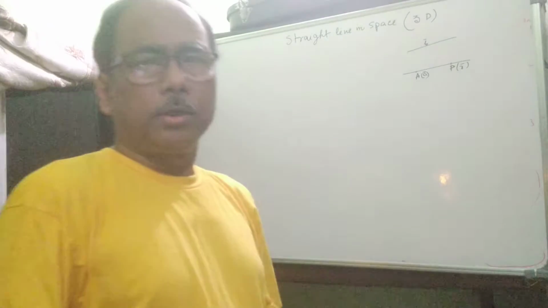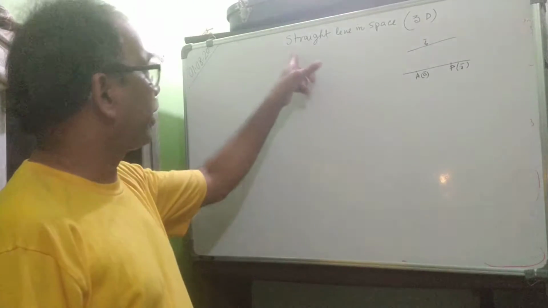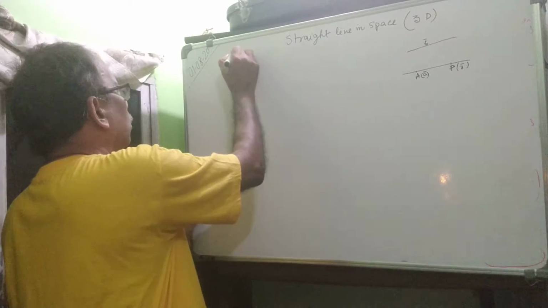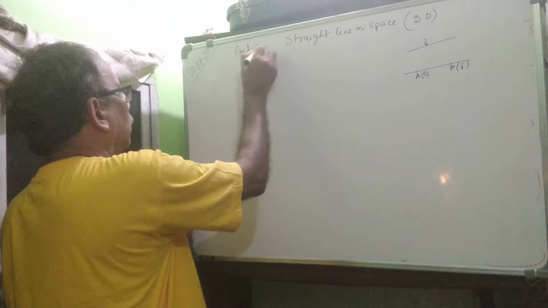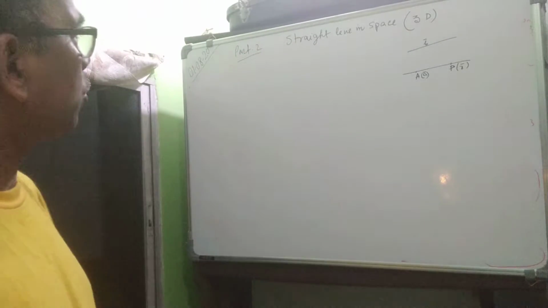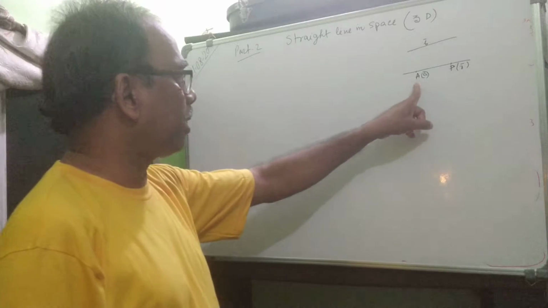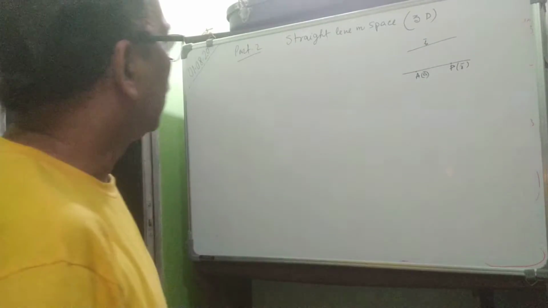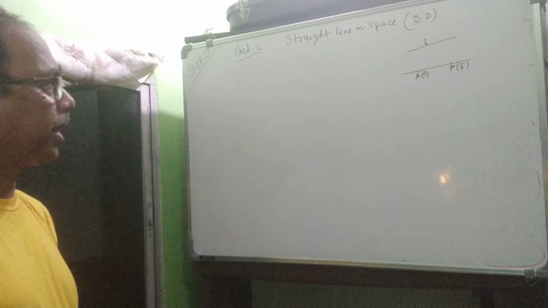Good evening, students. Now I am going to start straight line in space part 2. In my previous class, we have done a few sums on straight line in space: a straight line passing through the point A and parallel to B, and passing through 2 points. Now I am just giving another idea.